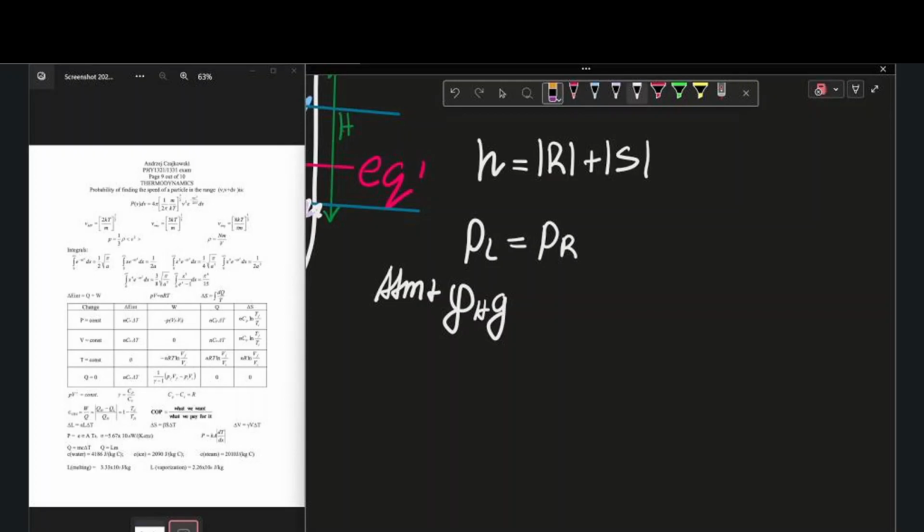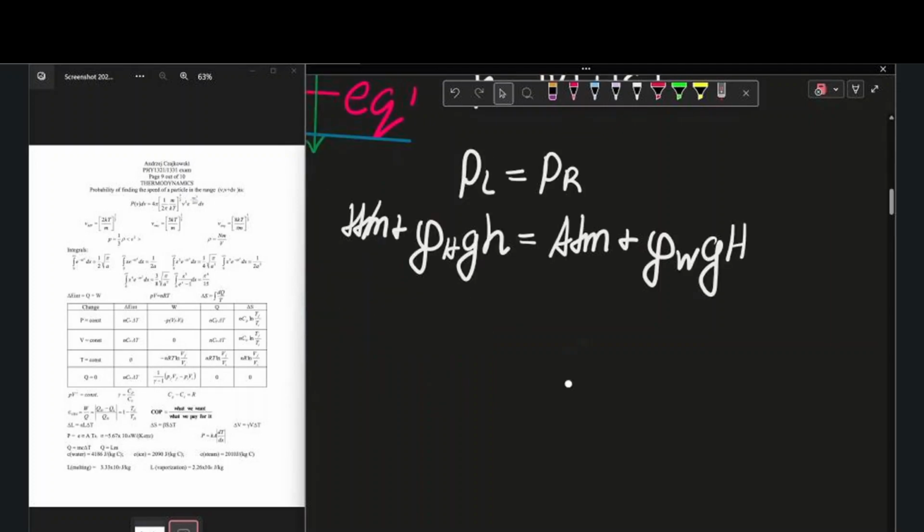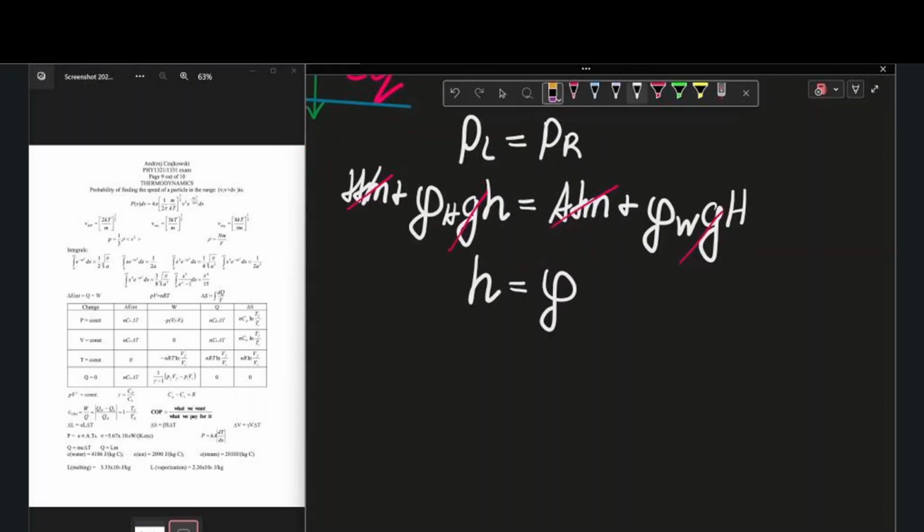And on the right side, of course, it's atmospheric pressure because both interface with the surroundings at both points right here. But it's also water and this height here, right? So this would be plus the rho of water times g times capital H. Now from here we see that this cancels out. g is a common factor. Now we get that h is equal to rho of water over rho of Hg times capital H.